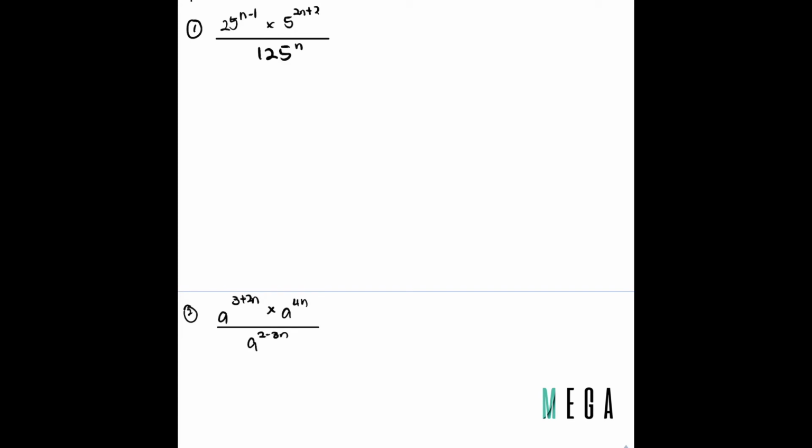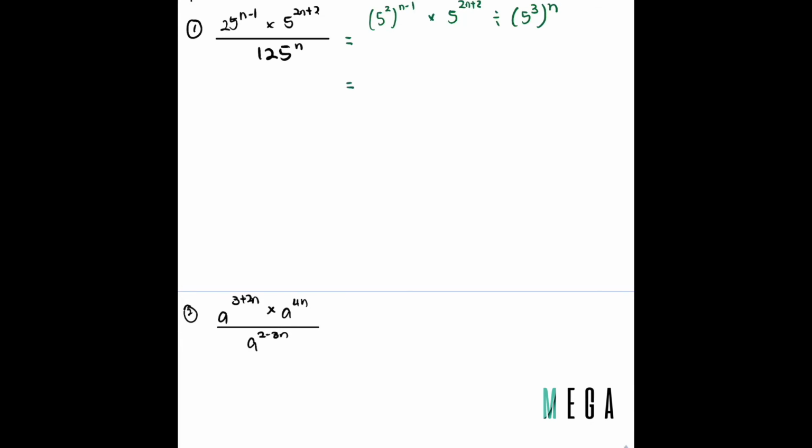Now we'll be learning about simplifying complex indices equation. Let's look at the first question. 25 to the power of n minus 1. 25 can I write it as 5 to the power of 2, to the power of n minus 1, and multiply by 5 to the power of 2n plus 2, and this is basically telling you a divide, and 125 is basically 5 to the power of 3, to the power of n.